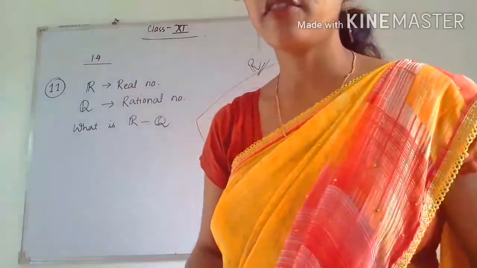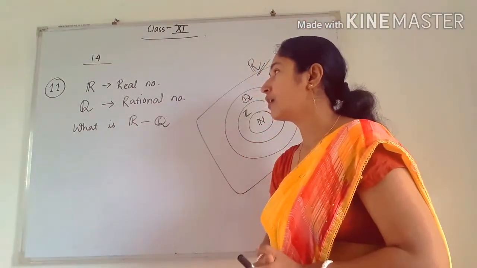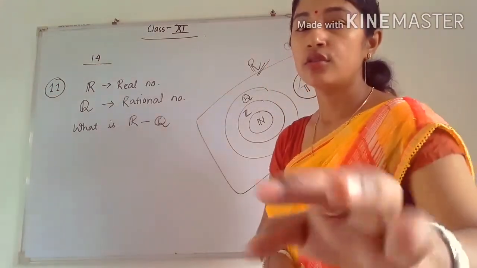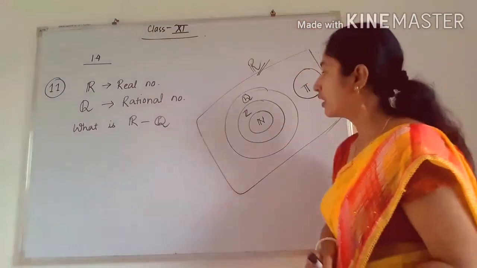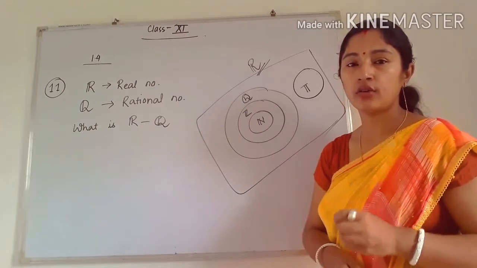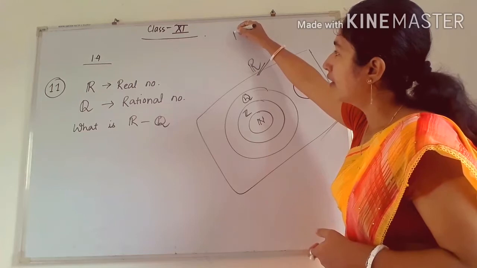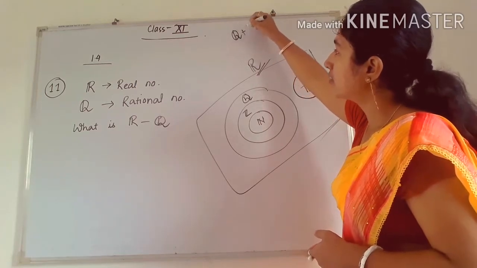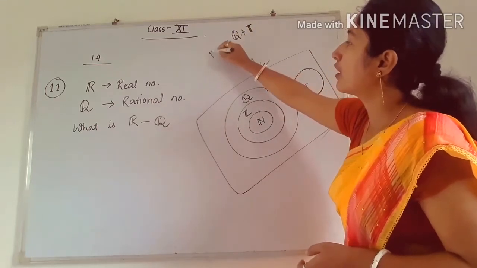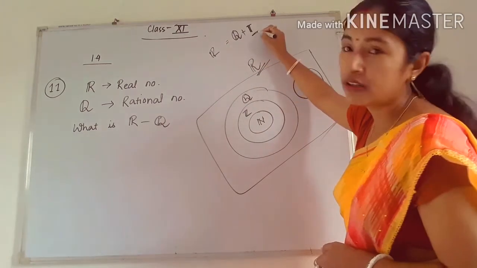The next question I have taken, question number 11. The question is: given that R is the set of real numbers and Q is the set of rational numbers, what will be R minus Q? See, R is the set of real numbers. In real numbers we have rational and irrational numbers, that means T, the bold letter T, plus Q makes the real numbers. So what happens when we subtract Q from R? Yes, we will get T.